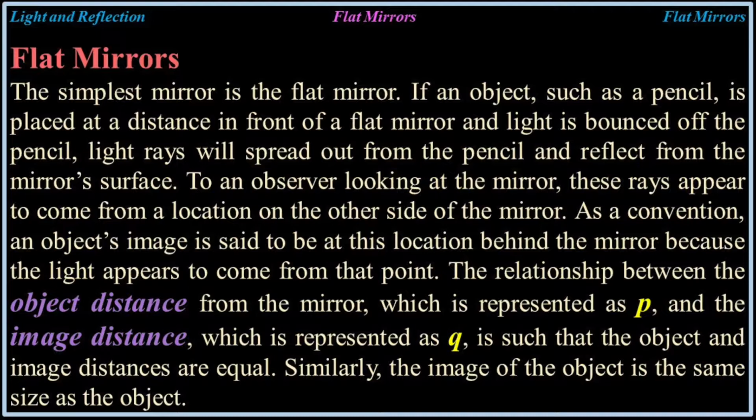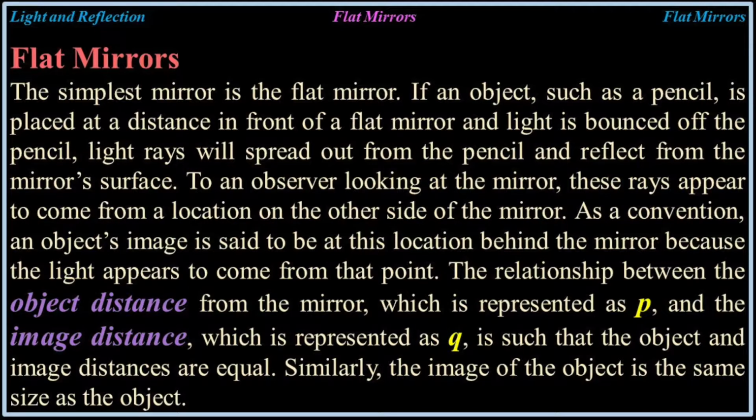Flat mirrors. The simplest mirror is the flat mirror. If an object, such as a pencil, is placed at a distance in front of a flat mirror and light is bounced off the pencil, light rays will spread out from the pencil and reflect from the mirror's surface. To an observer looking at the mirror, these rays appear to come from a location on the other side of the mirror. As a convention, an object's image is said to be at this location behind the mirror because the light appears to come from that point.